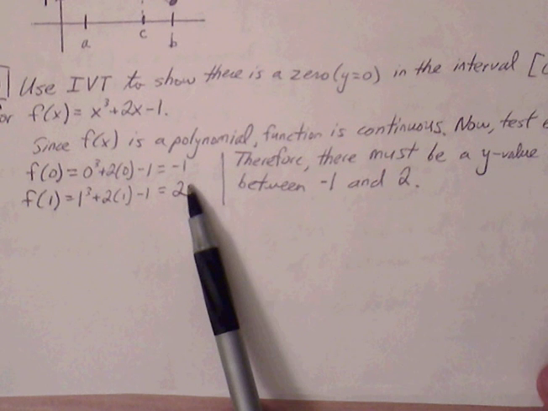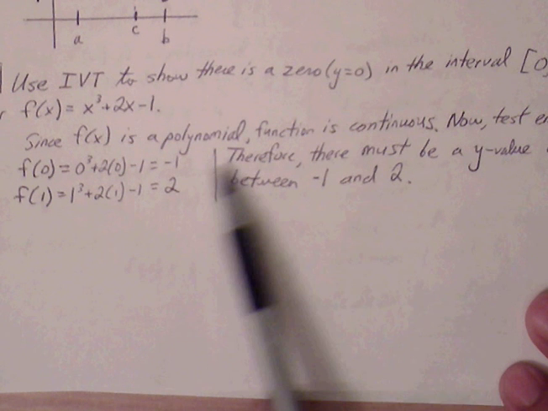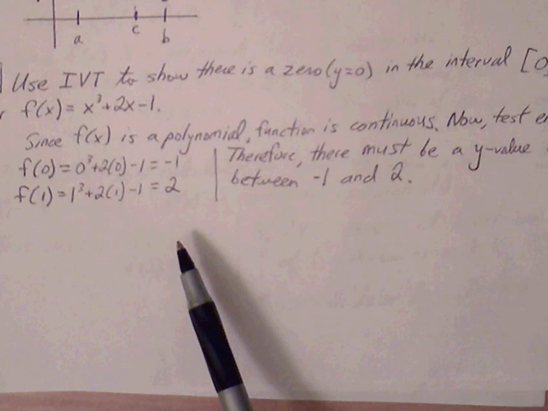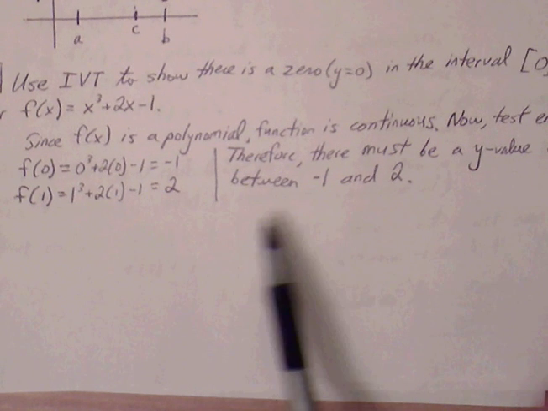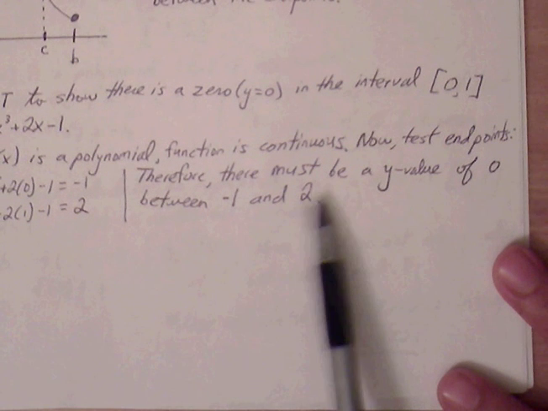So we can say that the graph is going to hit 0 because 0 is between -1 and 2. So we know just based off of this knowledge, we can conclude that there must be at least one y value of 0 on the graph.